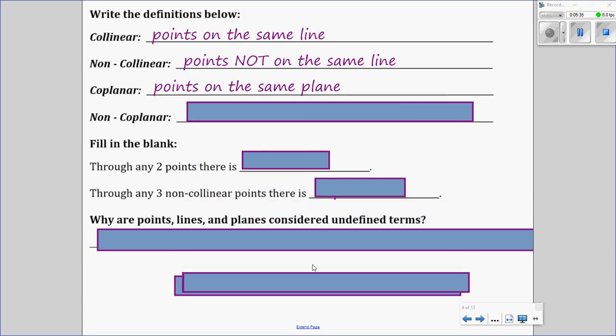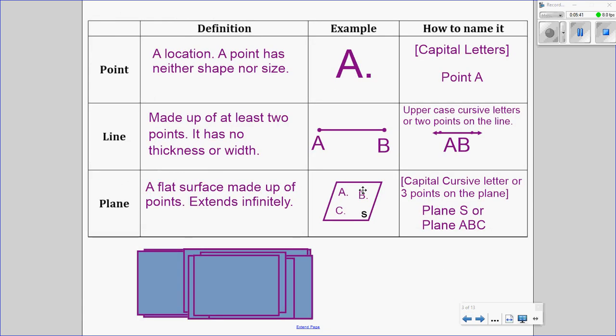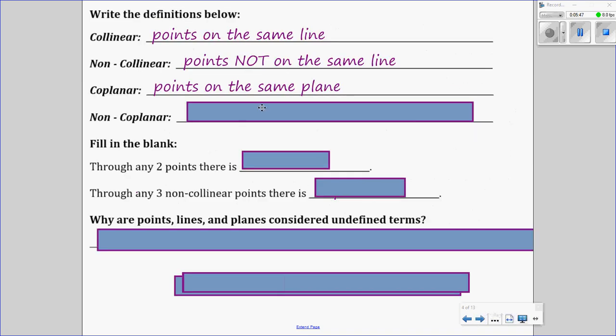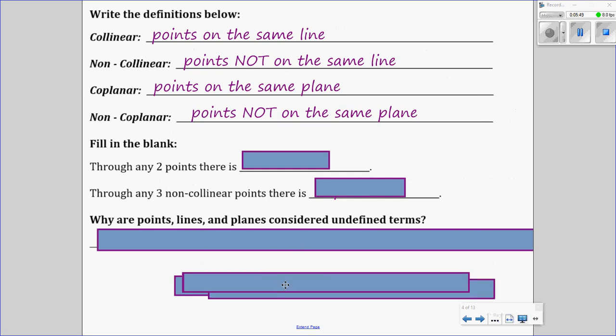Coplanar, planar meaning the plane. So all those points are on the same plane. Going back to the example, these points are coplanar. But the opposite would be non-coplanar, points not on the same plane. So if you remember the shape of ABC on that plane, and let's say D was outside, then those 4 points are not coplanar because they have to be on the same plane.